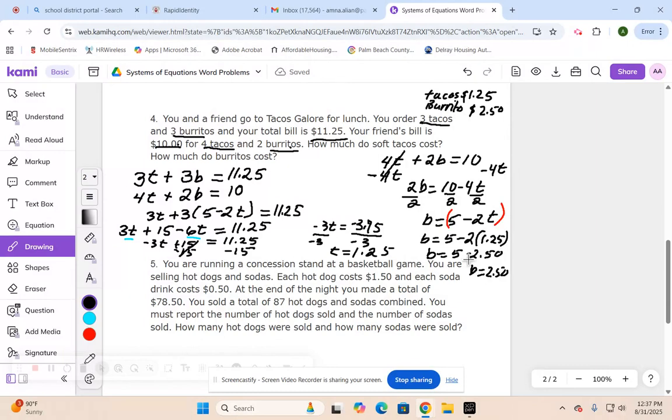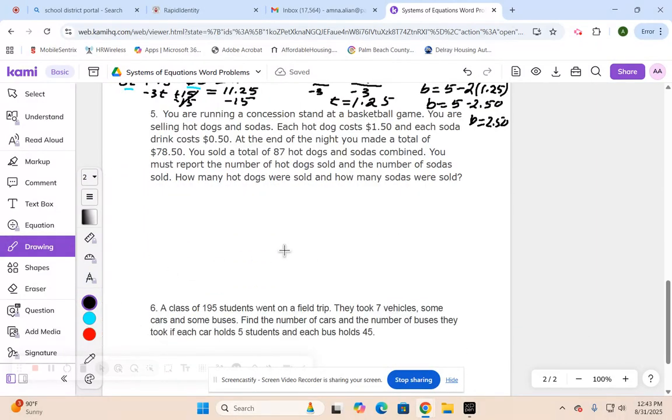All right, let's keep going. All right, number 5. You're running a concession stand at a basketball game. You are selling hot dogs and sodas. Each hot dog costs $1.50. Each soda costs 50 cents. At the end of the night, you made a total of $78.50. You sold a total of 87 hot dogs and sodas combined. You must report the number of hot dogs sold and the number of sodas sold. So that's the question: how many hot dogs and how many sodas were sold?